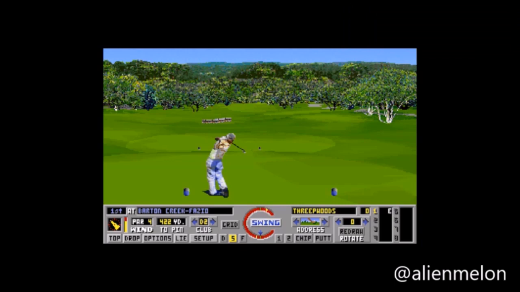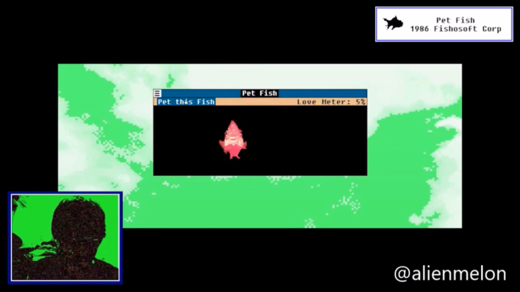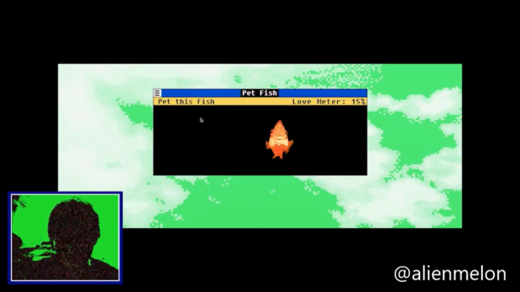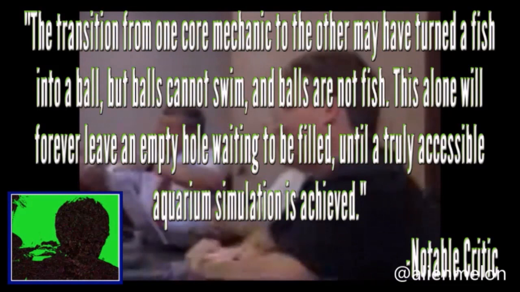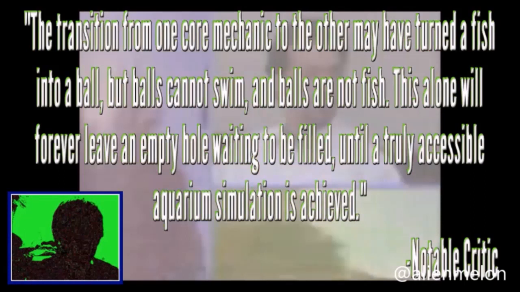The overall inaccessibility and impracticality surrounding early aquarium simulation gave them a type of allure that persisted all the way into the 2000s. Nevertheless, this is also what led to their eventual demise and disappearance from the world of relevant software. As one notable critic once said, the transition from one core mechanic to the other may have turned a fish into a ball, but balls cannot swim and balls are not fish. This alone will forever leave an empty hole waiting to be filled until a truly accessible aquarium simulation is achieved.